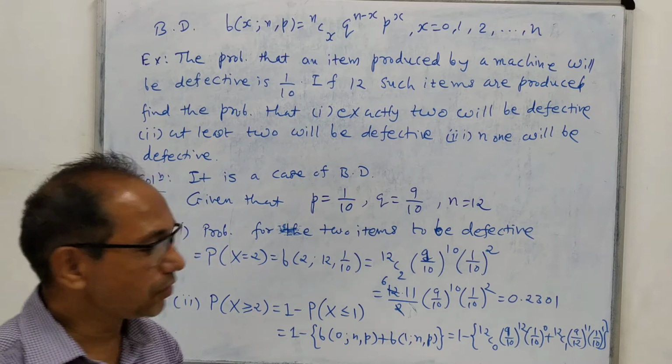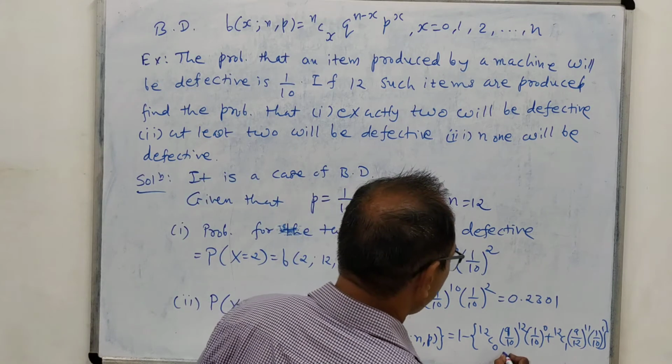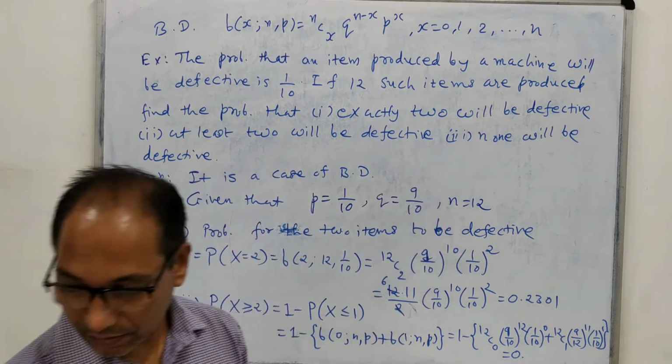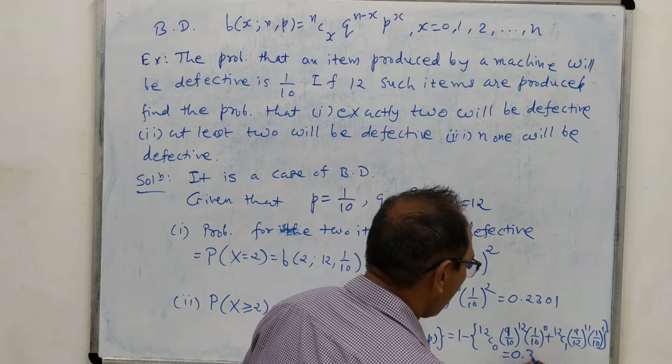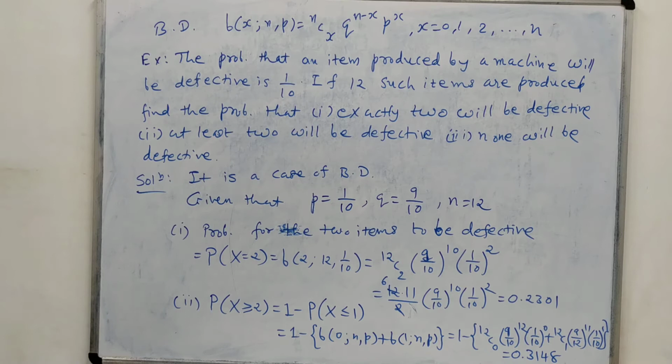And you can use your calculator to find out this value, and finally you will get the answer of this one as 0.3148. Okay, so it is very simple. And the third part is also very simple.